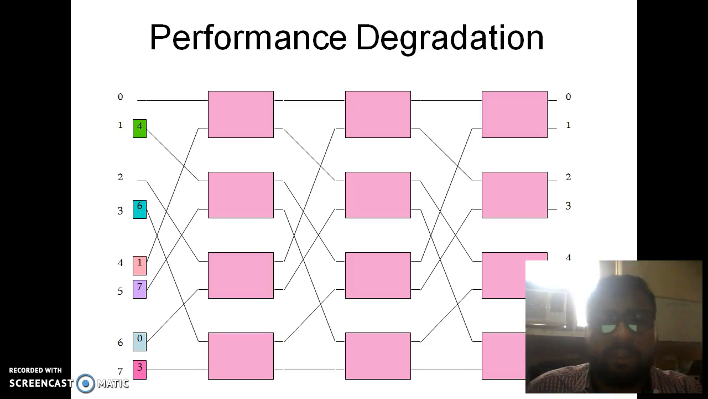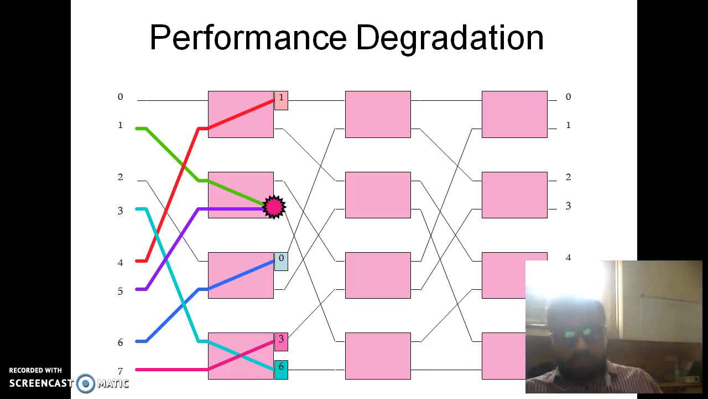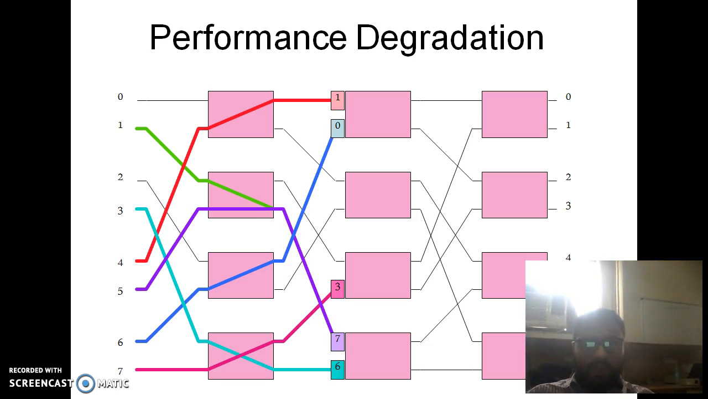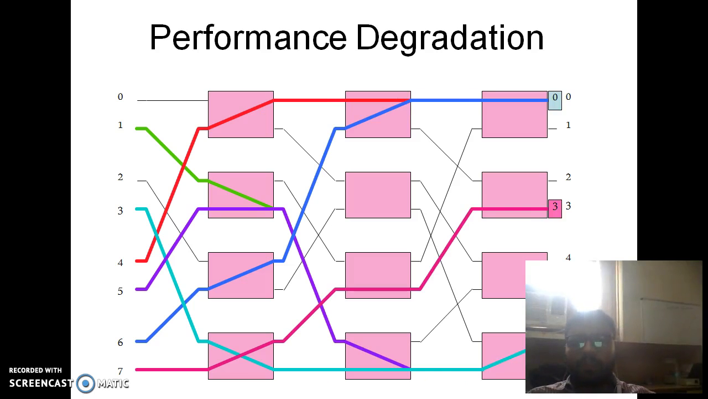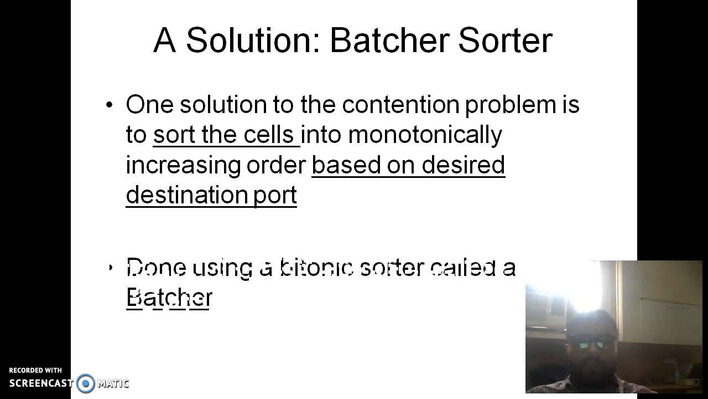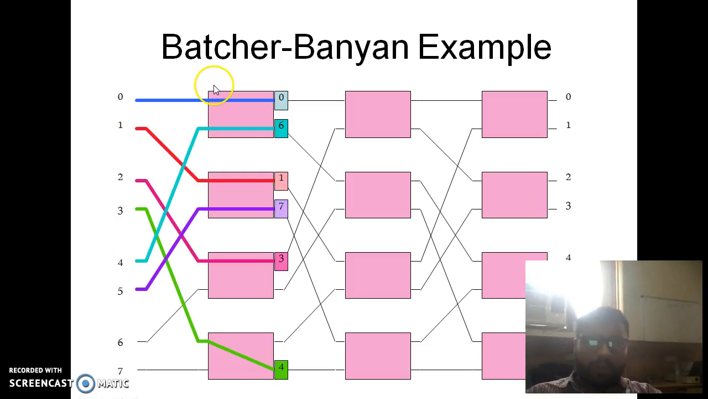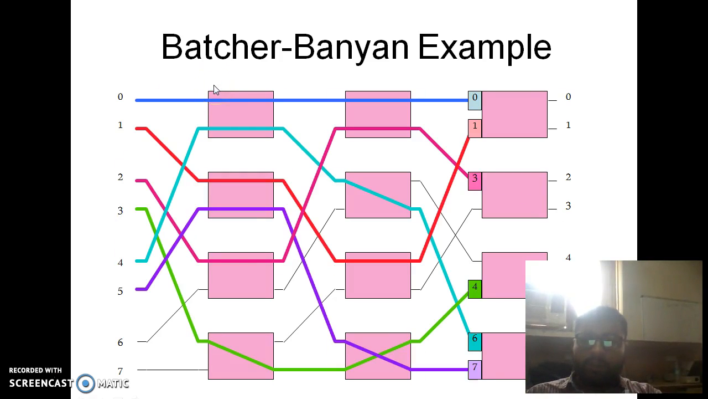first we should note that this leads to performance degradation. If packets are traveling and path contention occurs, multiple packets will get lost, which will degrade the throughput of the system. The solution is a batcher sorter, by which, based on their destination, we have sorted them. You can see that these are sorted over here. Now they can easily travel without any contention.